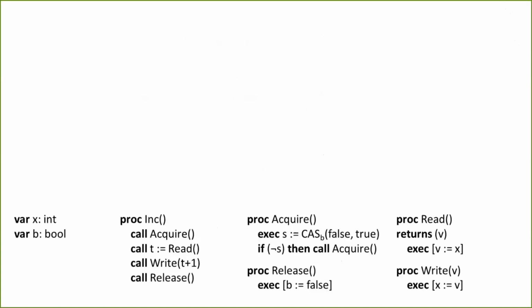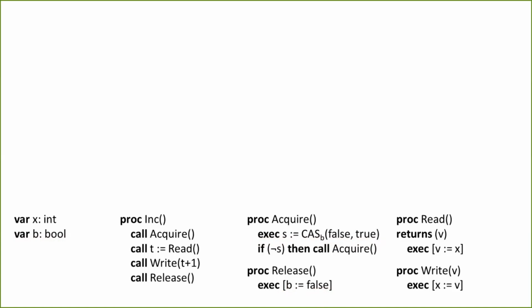Consider the following simple program that shows a spin lock implementation and a client that uses the lock to implement an atomic increment. In particular, the program has a shared Boolean variable b that is used to acquire the lock by repeatedly executing the compare and swap operation to set b from false to true, and resetting the variable from true to false for releasing the lock again.